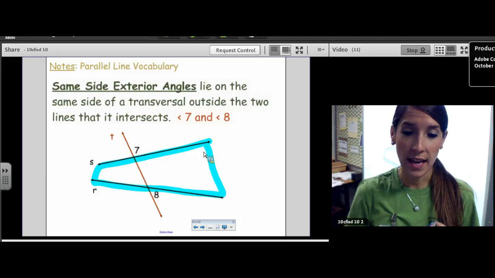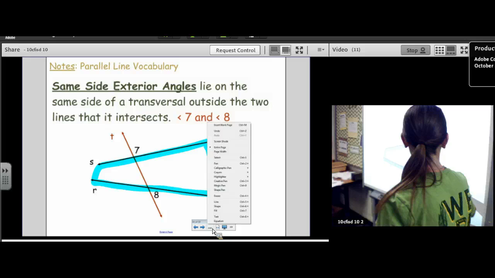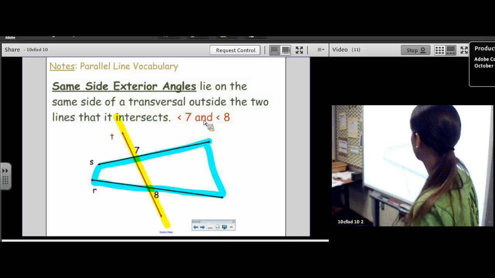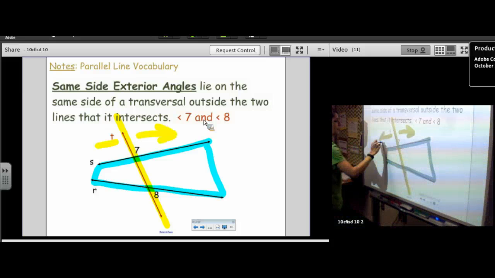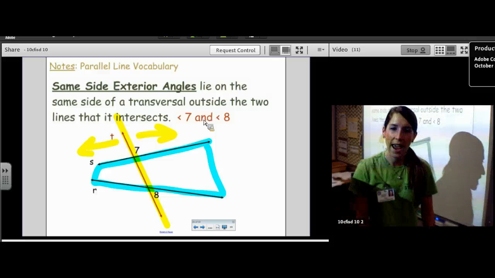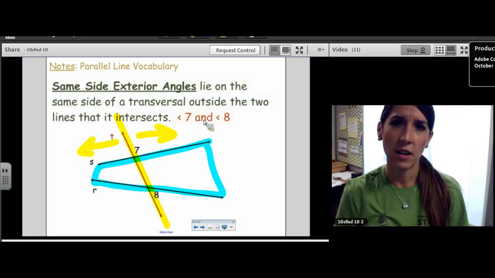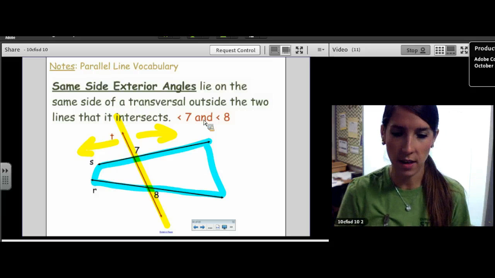How do you know it's on the same side as T? Here's T. This is the right. This is the left. 7 and 8 are both on the right of T. They're either both to the right or both to the left, or one's on the right and one's on the left.